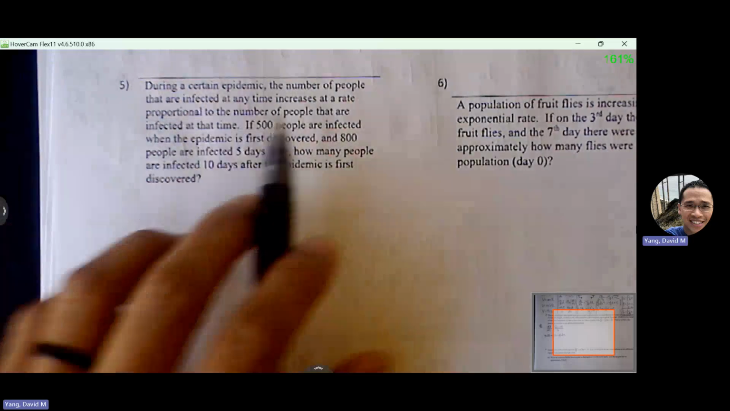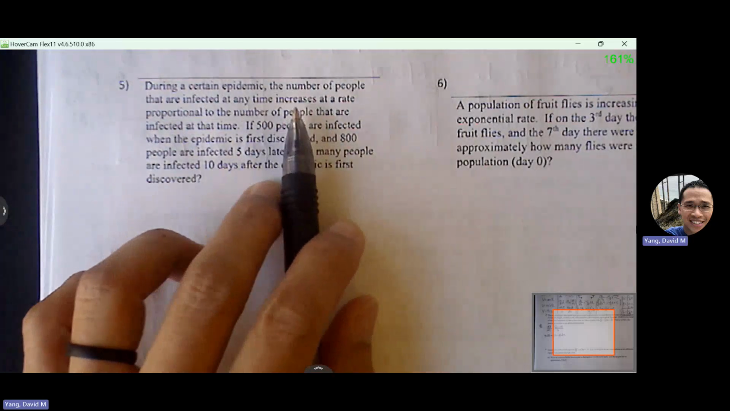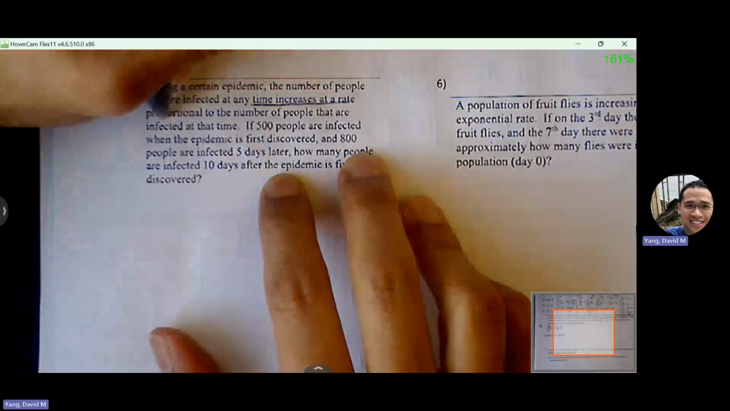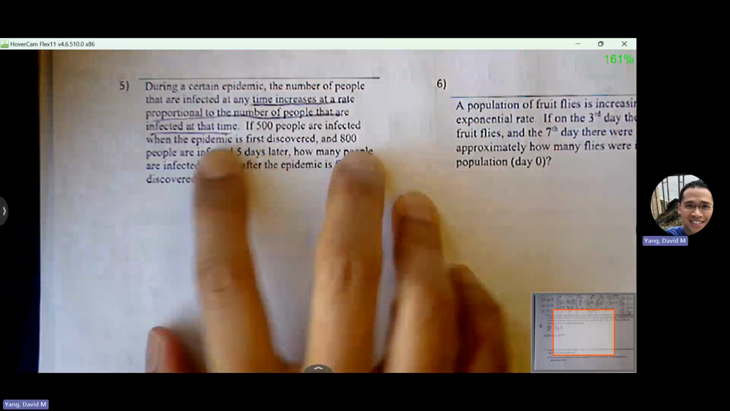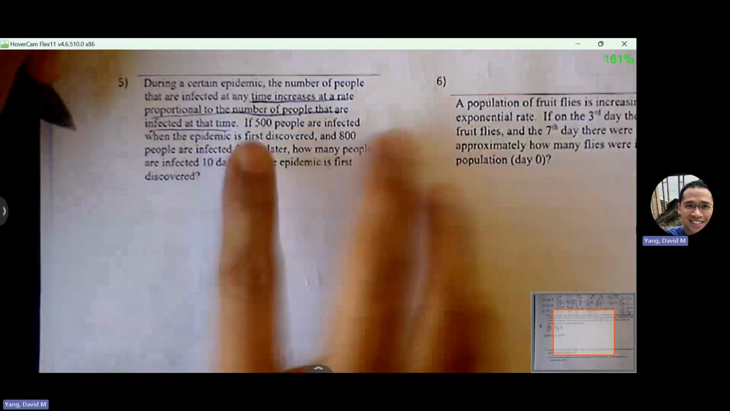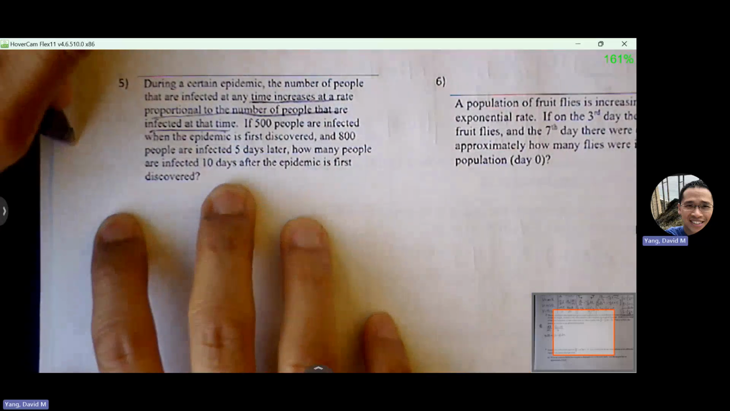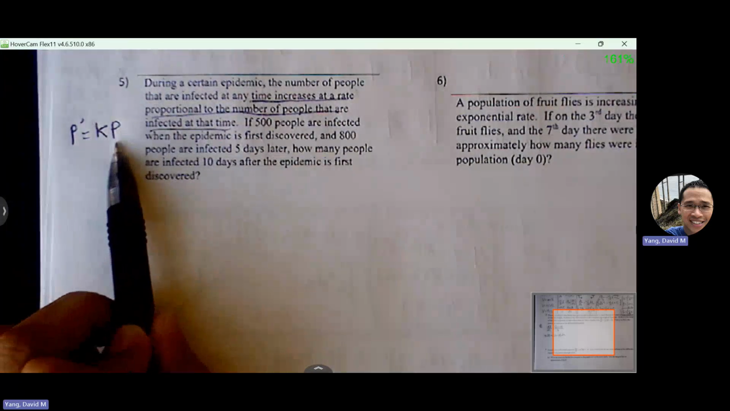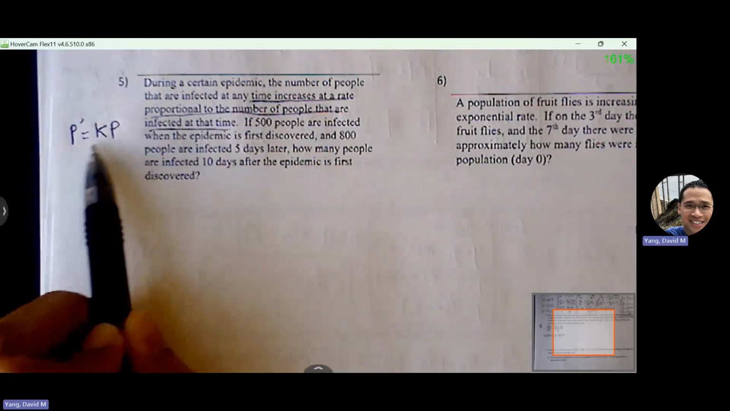All right, during a certain epidemic, the number of people that are infected at any time increases at a rate proportional to the number of people that are infected. So let's say P prime represents the rate at which people are infected. And this is always going to set up P prime equals KP. We're directly proportional to the number of people who are infected.